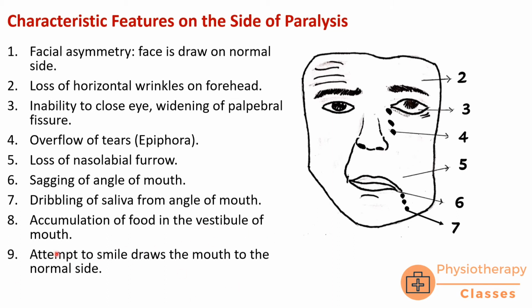Next, when the person attempts to smile, it will draw the mouth towards the normal side. Again, because of unopposed action of the muscles on the normal side.